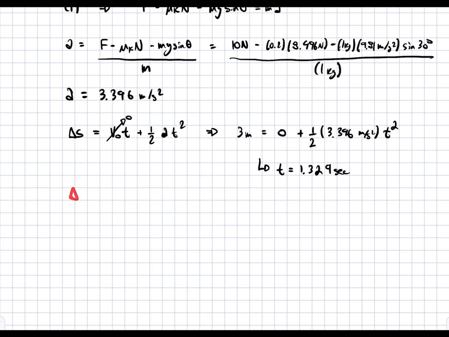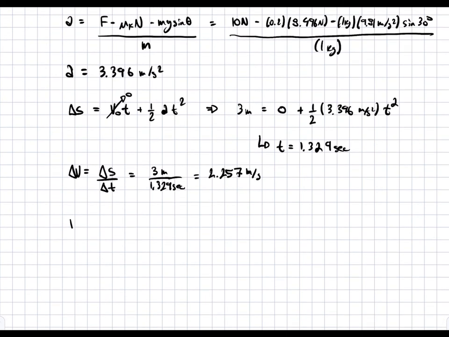And the change of velocity, so delta V, is equal to a change in distance over a change in time, right? So displacement over time is velocity. So this is going to be equal to 3 meters divided by, we just found our time, 1.329 seconds. And this is going to be equal to 2.257 meters per second. Okay, so this is the change in velocity that the block undergoes to travel this distance of 3 meters.